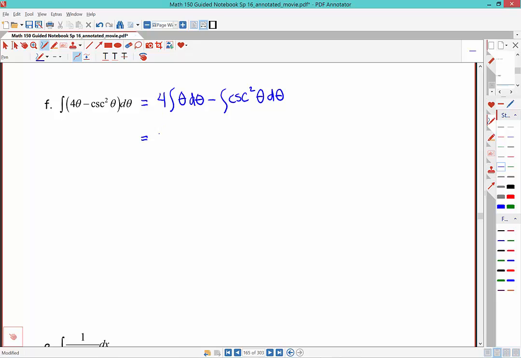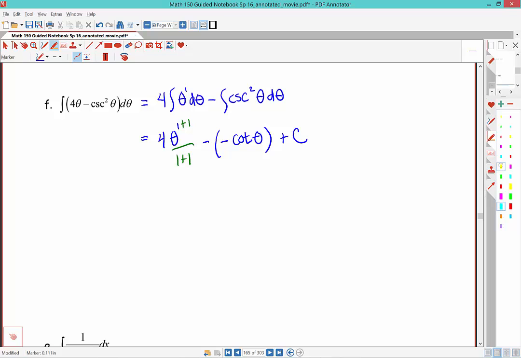So we would get for the first one 4 times, this is theta to the 1, right? So it'd be theta to the 1 plus 1 over 1 plus 1, minus, what is the antiderivative of cosecant of theta, the quantity squared? Good, it's negative cotangent of theta plus c.